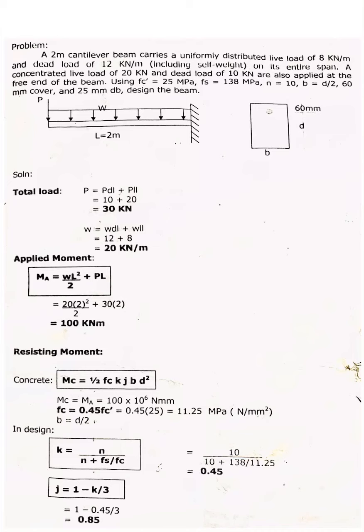And then the cover for this beam is 60 millimeter, and we will use the 25 millimeter diameter bars to design the beam. Okay, so let's have the solution. You have to solve for the total load, for the concentrated load, and the weight W, or the distributed load. So for the load P, you are given a live load and a dead load. So you have P for dead load, which is 10, and P for live load, which is 20. So all in all, you have your concentrated load P equal to 30 kilonewton.